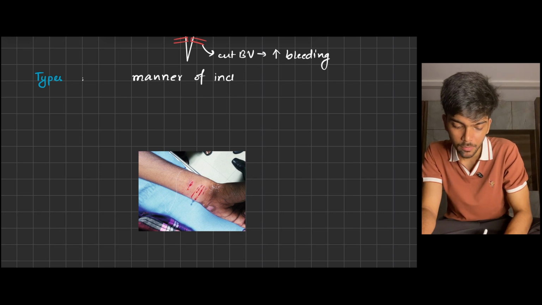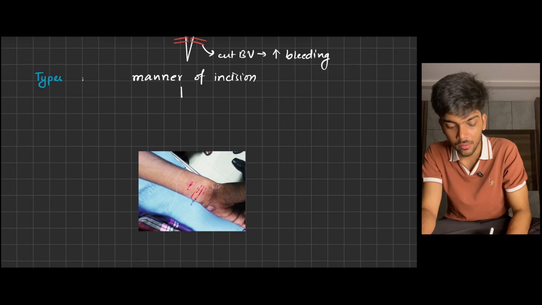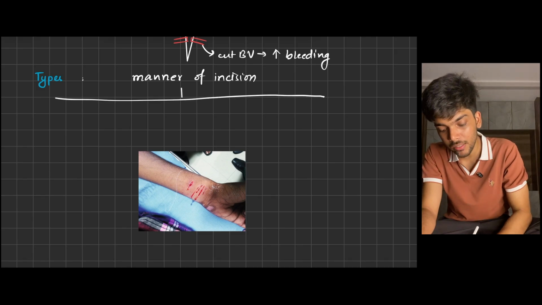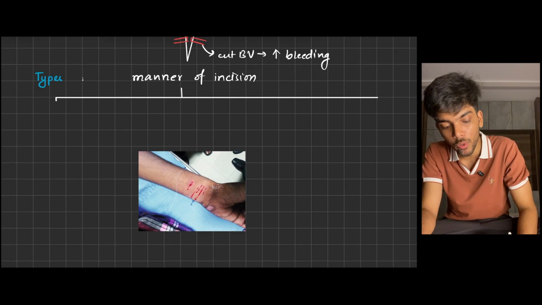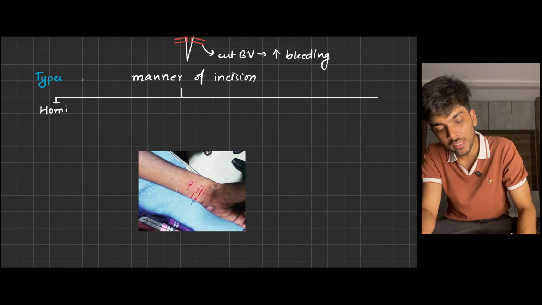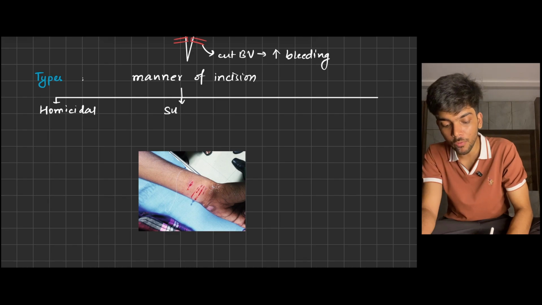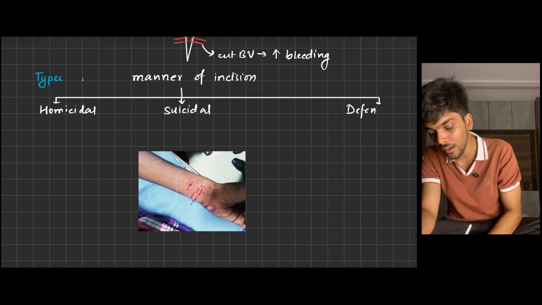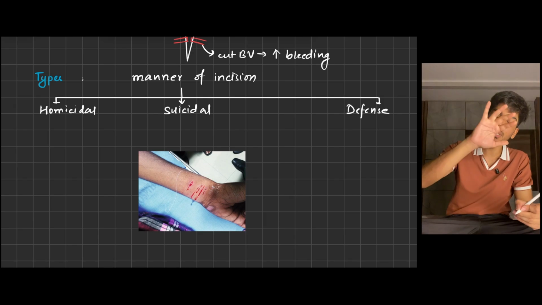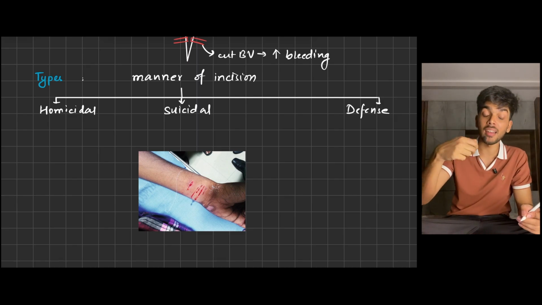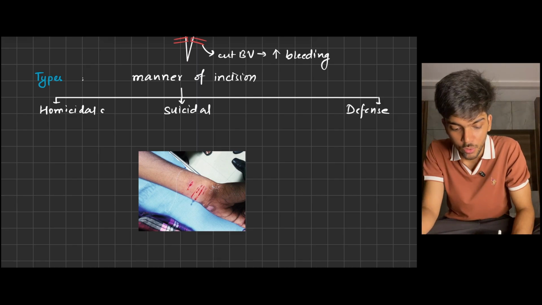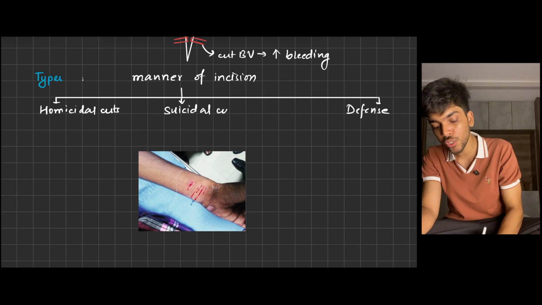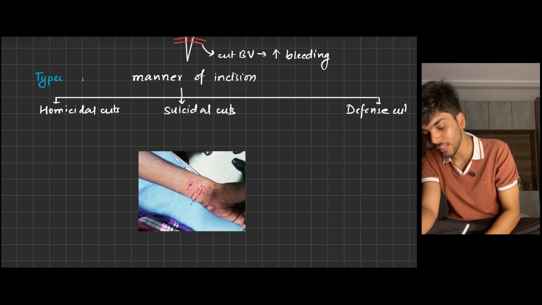If the incision was put by someone else with the intention to harm you, then that is homicidal incision. If the incision is put by yourself with the intention to harm yourself, that is suicidal incision. And if the incisions are there because you protected yourself against a homicidal attack, that is defense incision, also referred to as homicidal cuts, suicidal cuts, and defense cuts.